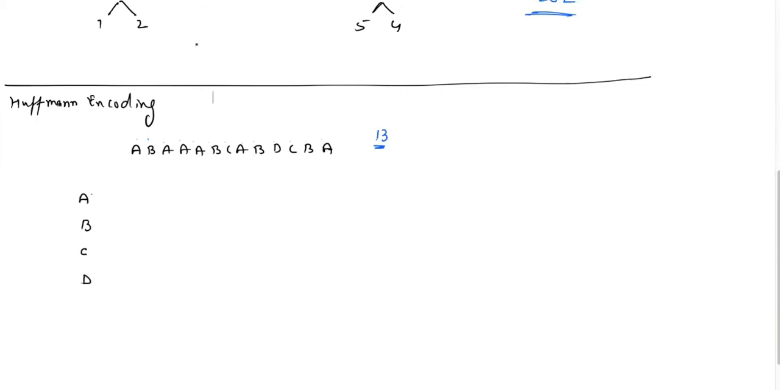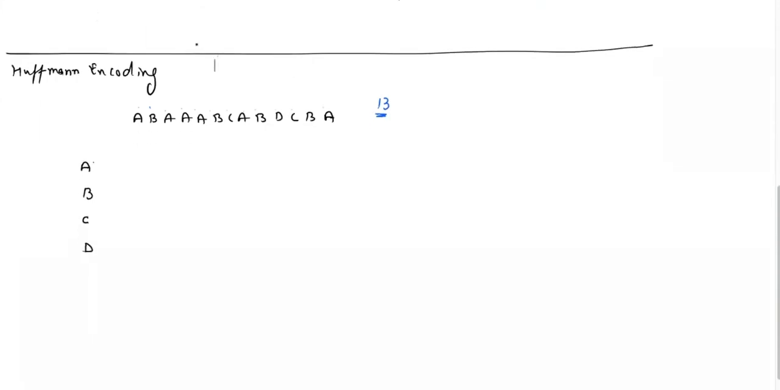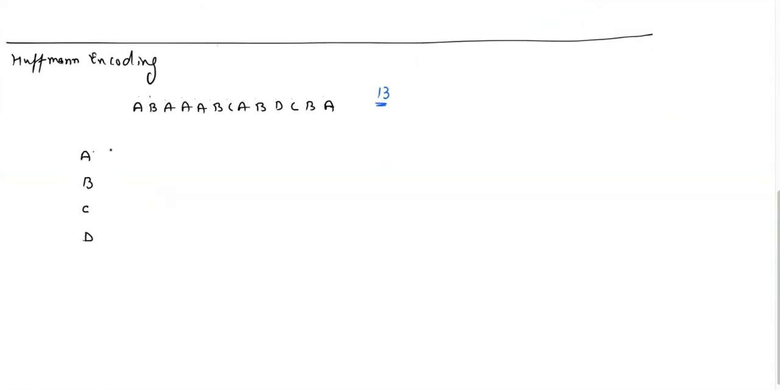We want to provide a code to each character, so we want to encode this file. One brute force way of doing it is that we provide 00 to A, we say B is 01, C is 10, and D is 11. So we are providing each character a 2-bit code. Why are we providing a 2-bit code? Because there are 4 characters. If there are 8 characters, then we will provide a 3-bit code. If there are 16 characters, then we will provide a 4-bit code, like that.